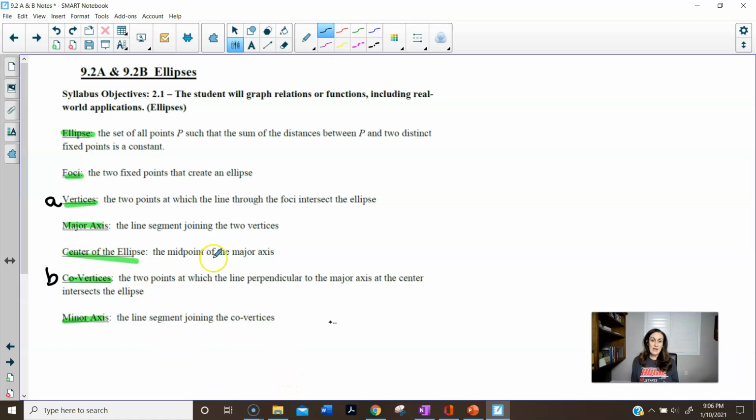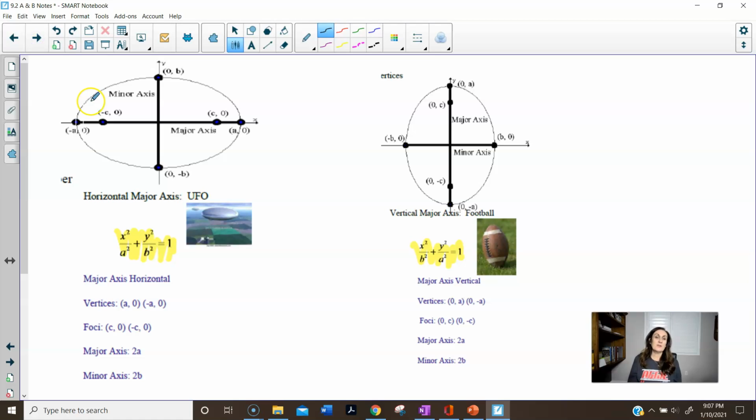The center of the ellipse is going to be h, k. The minor axis is where you're going to have the co-vertices. The major axis is where you're going to have the two vertices. The major axis is always going to be the longer axis, or the stretch, where you get the bigger stretch. So let's look at a picture of this.